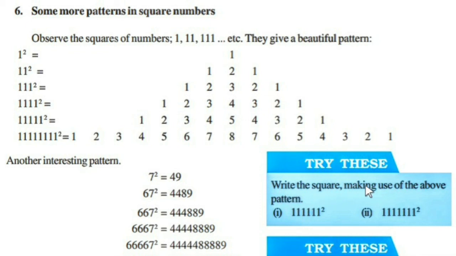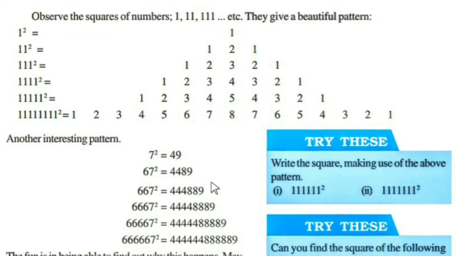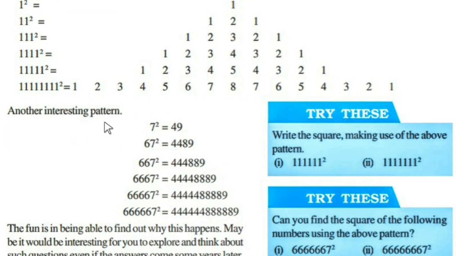Write the square making use of the above pattern. So here 6 times 1 square and here 7 times 1 square. So we can find out the pattern like this. Second, another interesting pattern, 7 square equal to 49, 67 square equal to 4489. So see here that here is 1 time 6, here is 1 time 8 and 1 plus 1, that is 2 times 4.